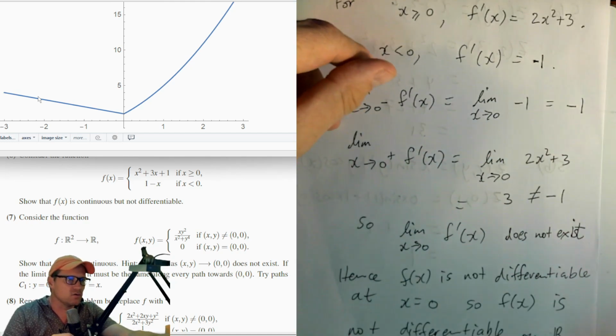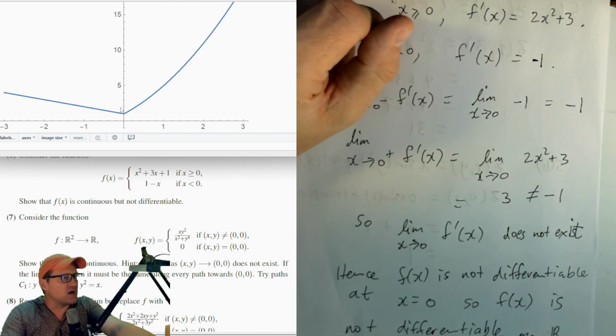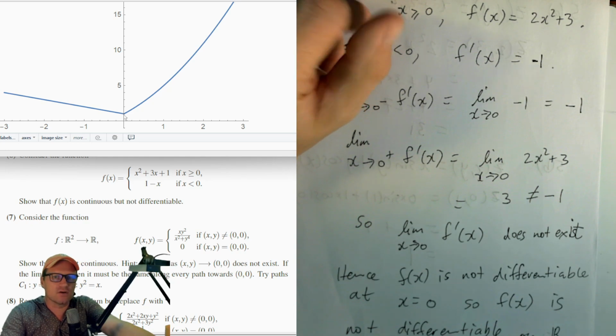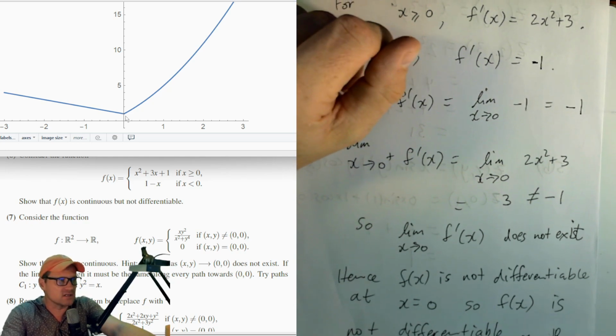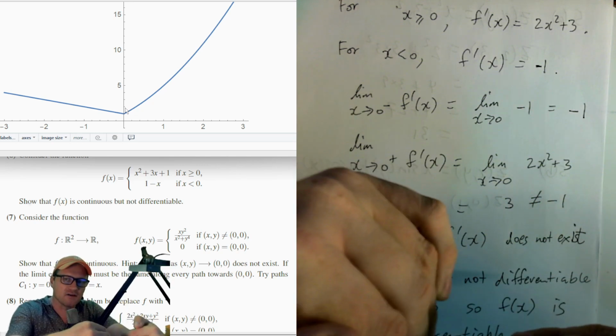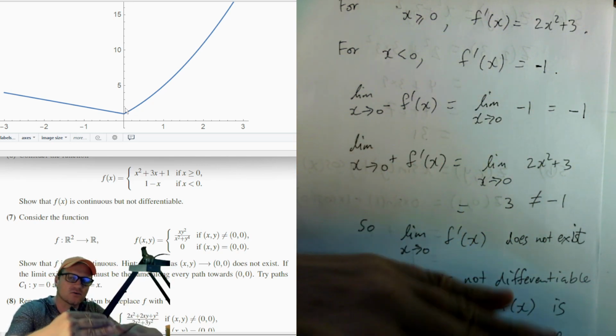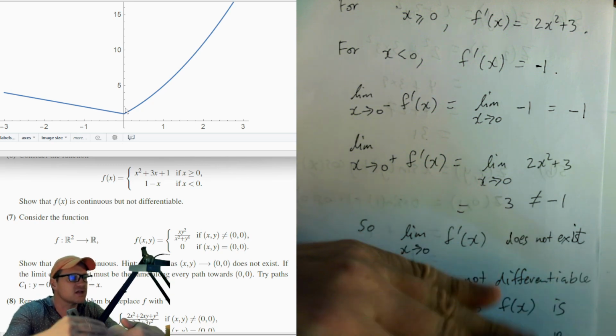In other words, we don't need to lift up our pen when we sketch this, but at x equals 0, there is a sharp point. You can see that right there. There's a sharp point, meaning on the left, the derivative is one thing. On the right, the derivative is another thing. So the derivative is not continuous at 0.